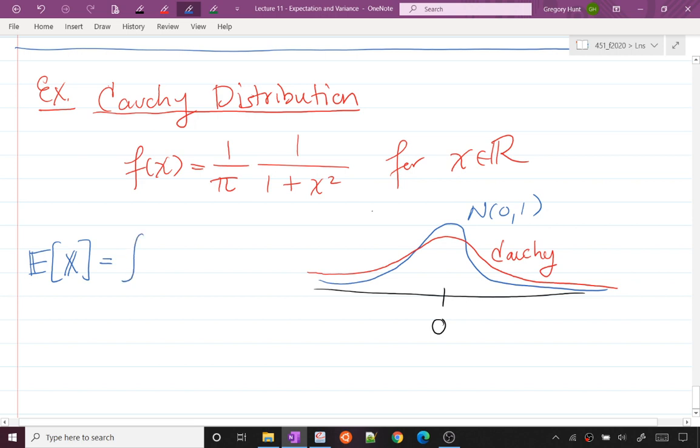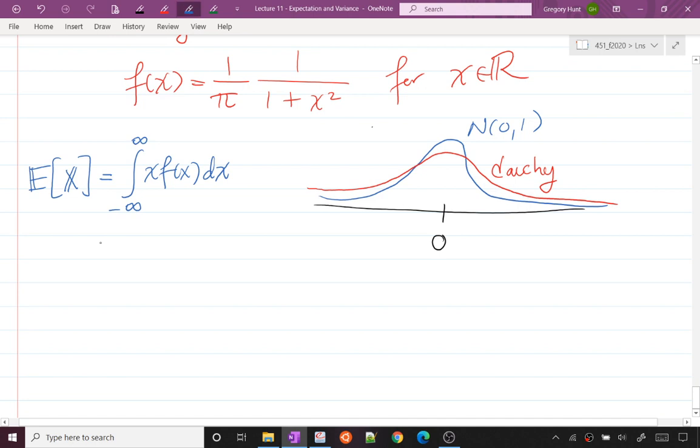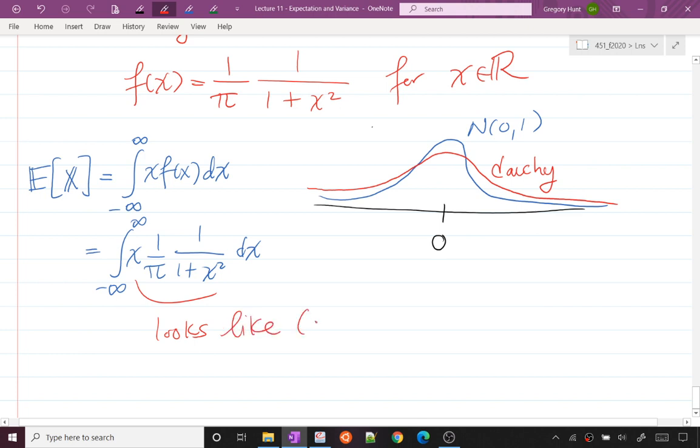It's going to be the integral from negative infinity to infinity of x f(x) dx. Plug in what's going on in my PDF. So that's the integral I get. My argument is that the 1 over pi doesn't matter. This looks asymptotically like x over 1 plus x squared. And asymptotically, it looks a lot like 1 over x. For x really, really large, that 1 isn't going to matter. It's going to look like x over x squared, which is 1 over x.